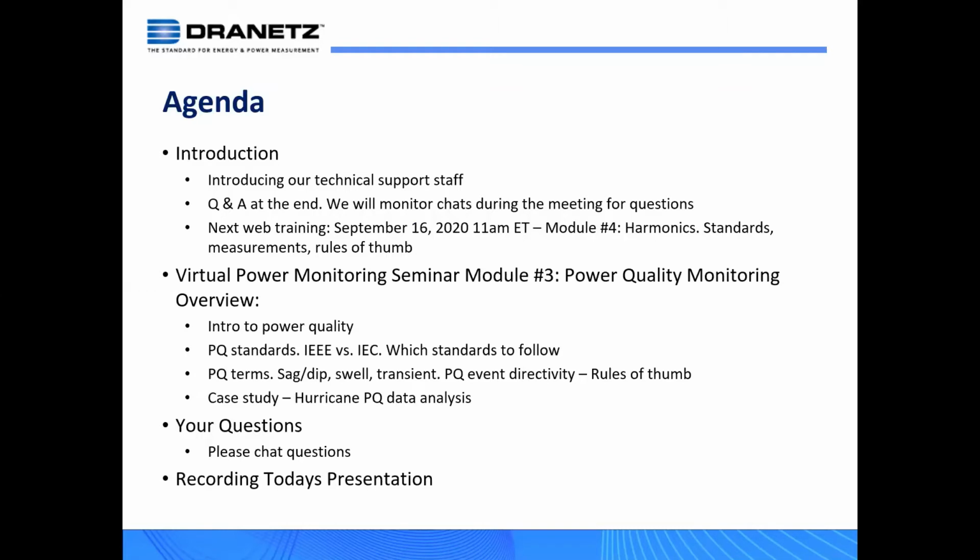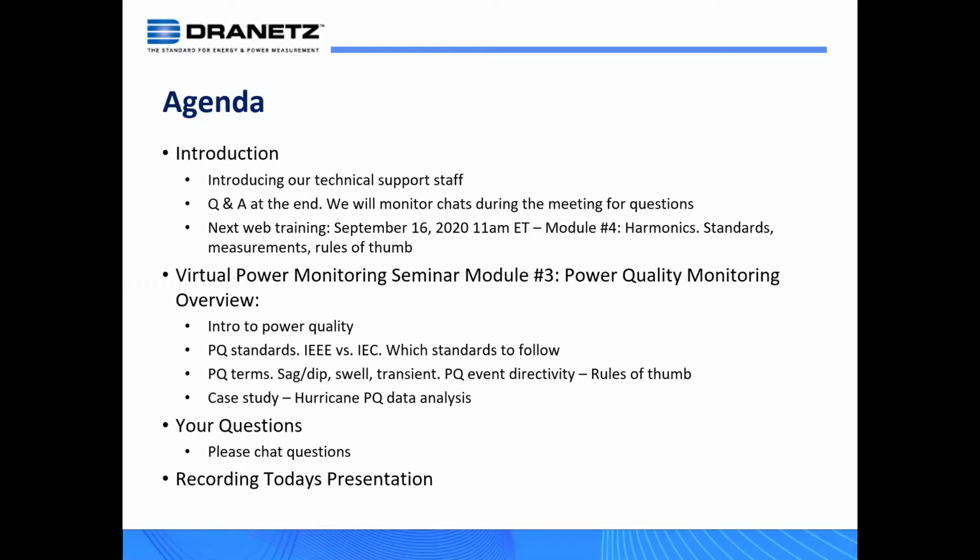Today's focus is going to be power quality monitoring. So we're going to do an introduction to power quality. What is a power quality problem is one of the first things we're going to talk about. Then we're going to get a little geek and talk about standards. We have a couple slides on standards. We're going to look at the IEEE versus the IEC standards, in regards to power quality monitoring, and discuss which applies to you and where you live and what you should be concerned about.